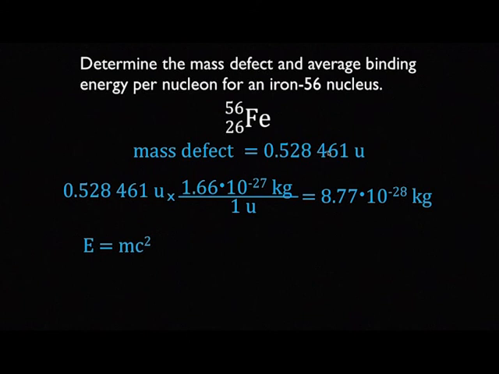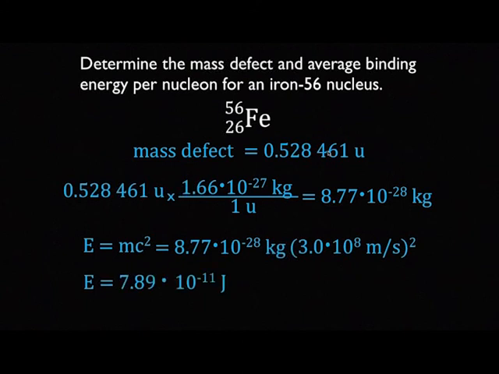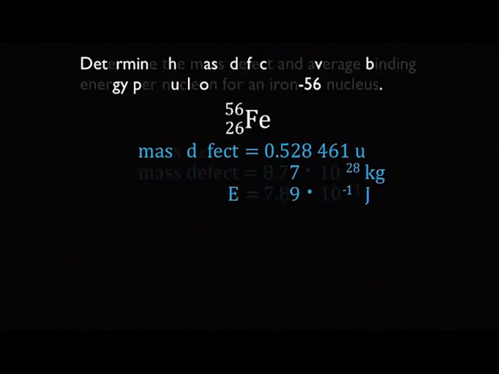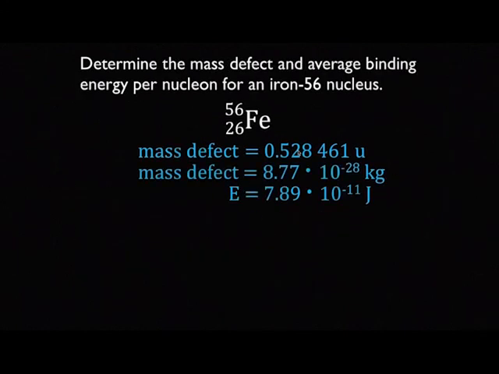Now using E = mc², where m is 8.77 × 10^-28 kg times the speed of light squared, we get E equal to 7.89 × 10^-11 joules.